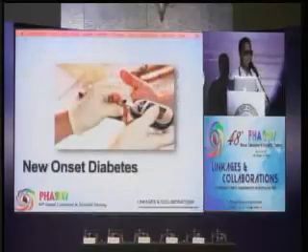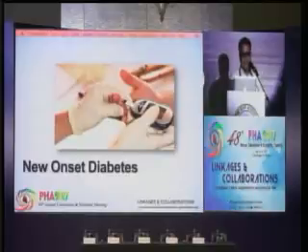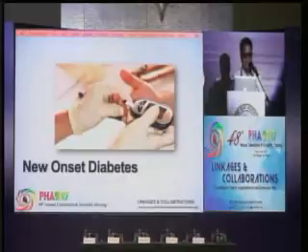So the last one is the new onset diabetes. It's a very, very tricky and very controversial issue for statin use, and this has been a debate regarding the clinical implications of this phenomenon, whether and when we could start treatment, in what groups we should continue, stop it, or reduce the statin dose, and which groups of patients are at high risk of new onset diabetes.